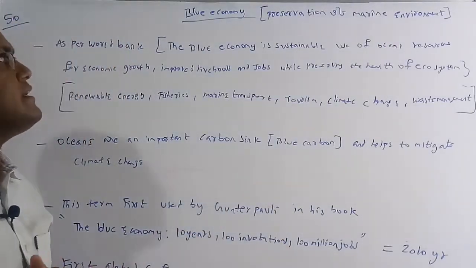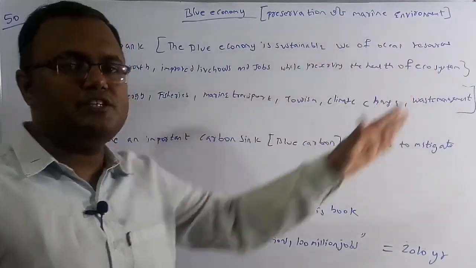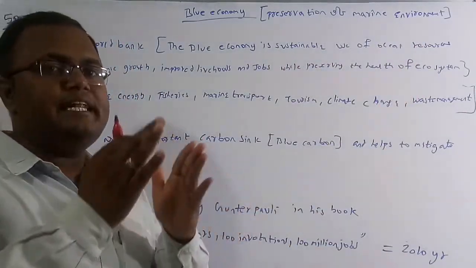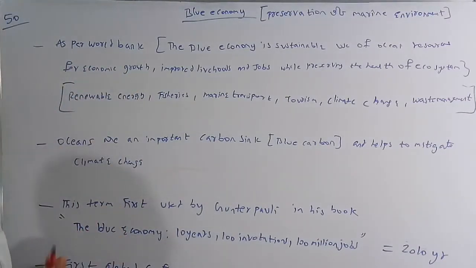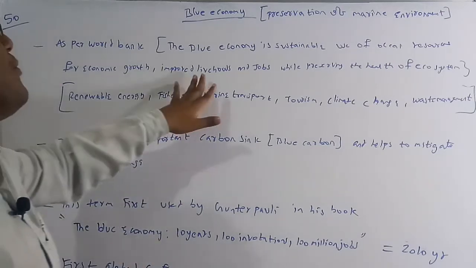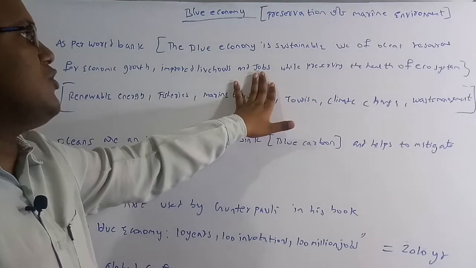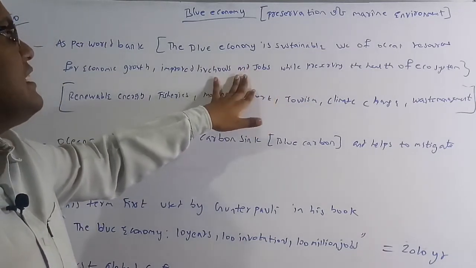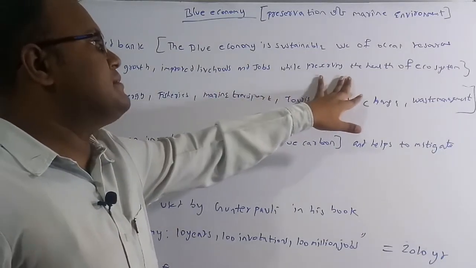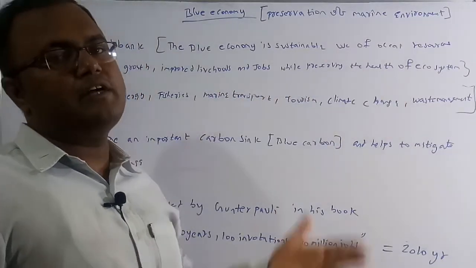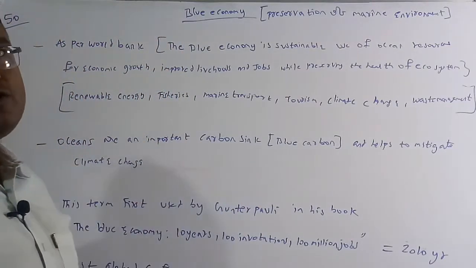See, as per the World Bank, the blue economy is a sustainable use of ocean resources. Means you have to use the ocean resources in a limited manner for economic growth. If you use the ocean resources, economic growth is also improved, along with improved livelihoods and jobs. Because of the oceans, there are a lot of fisheries and also a lot of transport. Because of these things, the livelihoods and jobs of people are increased, while also preserving the health of the ecosystem. No matter whatever you take from the oceans, you still have to take care of the health of the marine ecosystem.